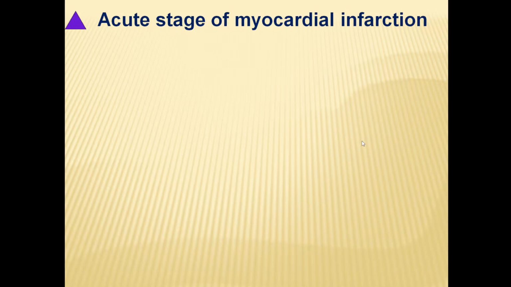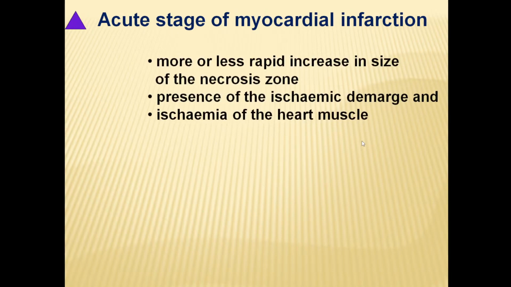Acute stage of myocardial infarction. The process progresses. It is characterized by the formation of a necrosis zone. It may be slow or more fast. There is obligatory presence of ischemic damage and ischemia of the heart muscle. I remind you, it depends on the time of the patient's examination. Early, only ischemia. Slightly later, ischemia plus damage. Later, all symptoms will be revealed.